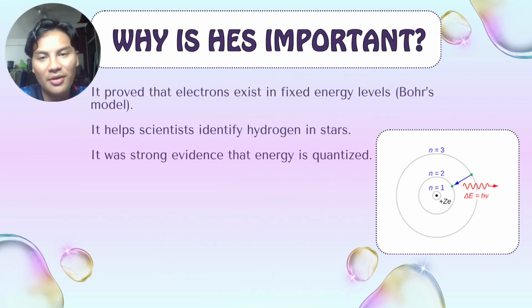If you ask me why the hydrogen emission spectrum is important, the reason is it proves that electrons exist in fixed energy levels, it helped scientists to identify hydrogen in stars, and it was strong evidence that energy is quantized.